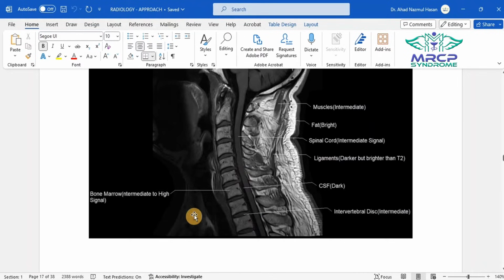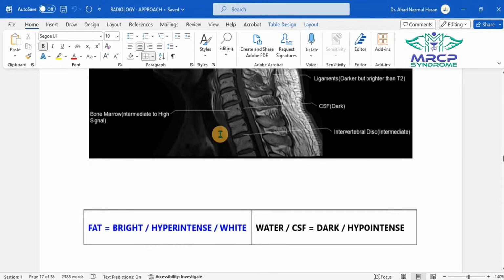And the bone marrow would be intermediate since it contains very low amount of fat. And the muscles will also be intermediate, as well as the intervertebral disc. So the intervertebral disc is usually iso-intense, and the bone marrow and the muscles are usually intermediate.